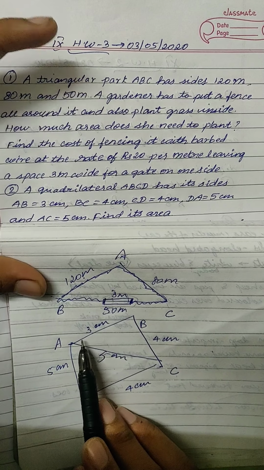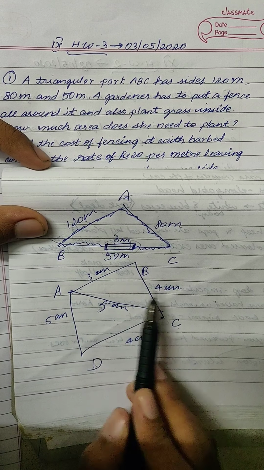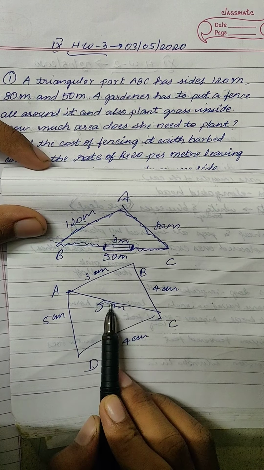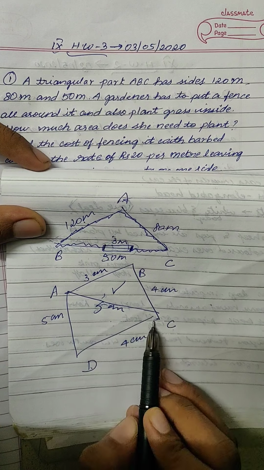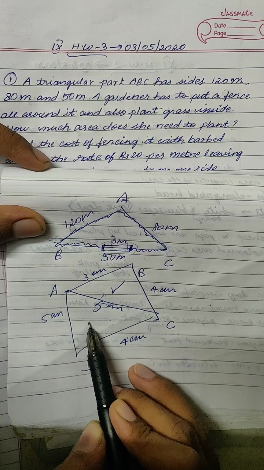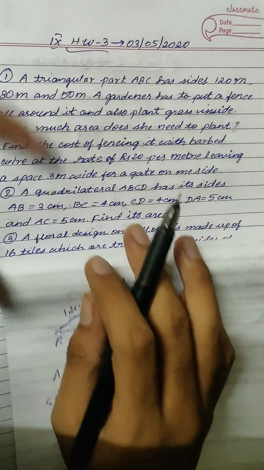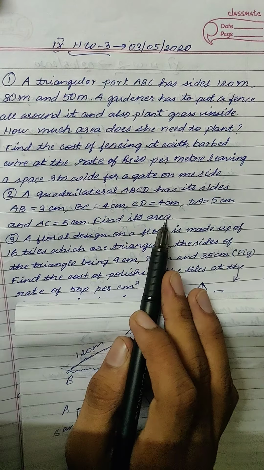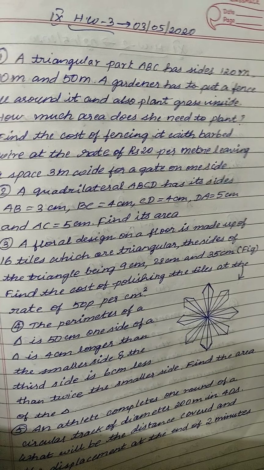First, you have to find the area of triangle ABC using Heron's formula, having 3, 4 and 5 as the sides. Then you have to find the area of triangle ADC, having 5, 5 and 4 as the sides. Then you have to add both the values to get the area of the full field. That is what they have asked: the area of the full quadrilateral. I hope you can understand till the second question.